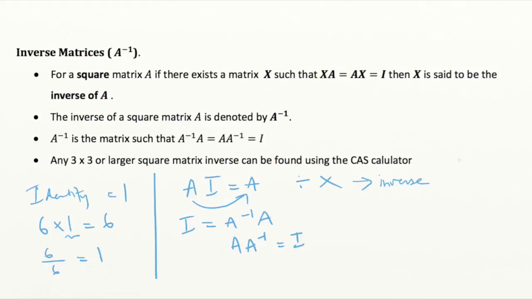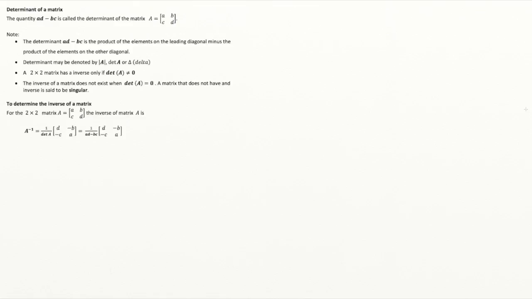Any 3 by 3 or larger square matrix can be done using the calculator. What we'll be doing is doing it by hand for 2 by 2s, and otherwise you'll just go straight to your calculator. So there are 2 steps to find the inverse. The first step is to find the determinant of the matrix, and then the second step is to rearrange your numbers so that it'll become the inverse.